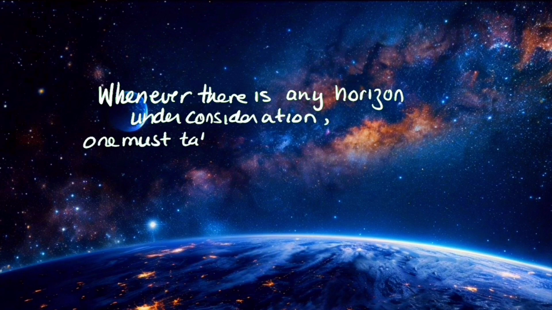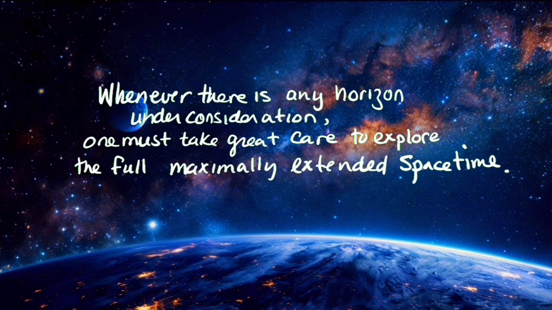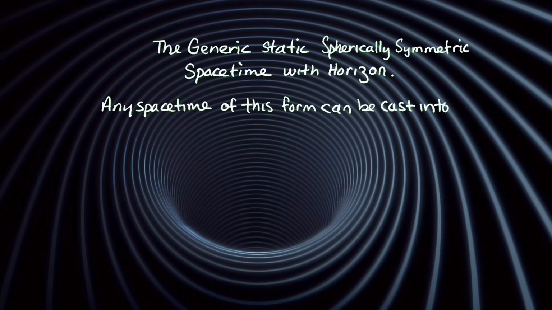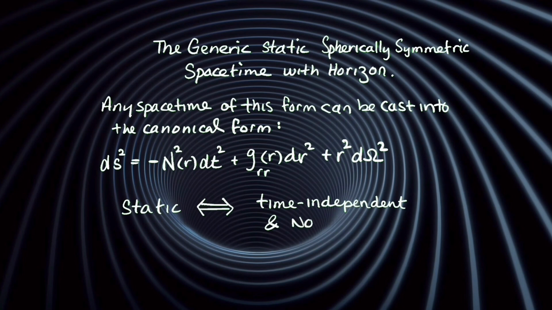Whenever there's any horizon under consideration, one must take great care to explore the full, maximally extended spacetime. The generic, static, spherically symmetric spacetime, including a horizon, that is, any spacetime of this form, can be cast into the canonical form ds squared equals this. And by static we mean time independent, non-rotating.